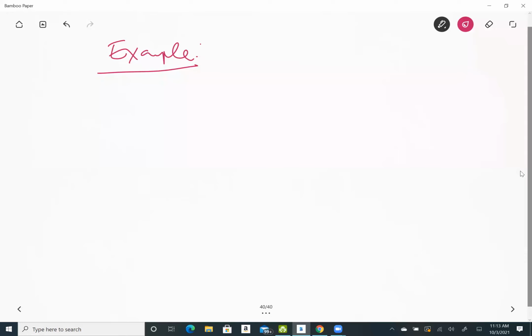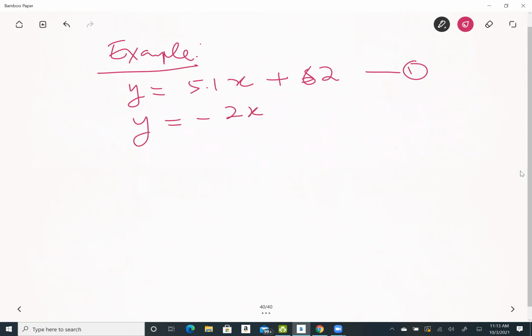I have 5 more minutes. I can give you an example. So let's consider an example. Let's say you have y equal to 5.1x plus 62, that is number 1. And then I have another equation, y equal to negative 2x minus 37, that's number 2.